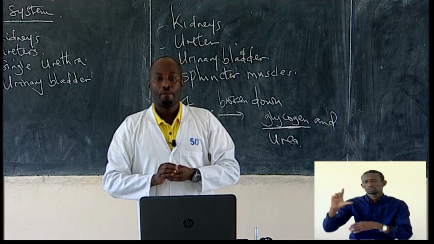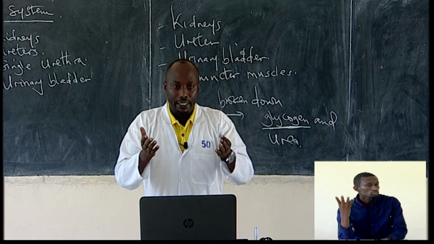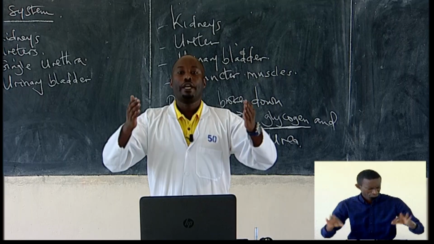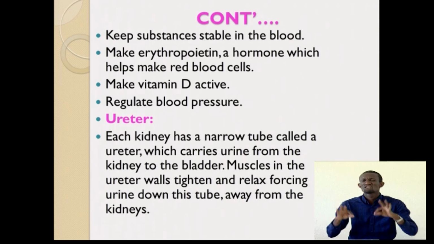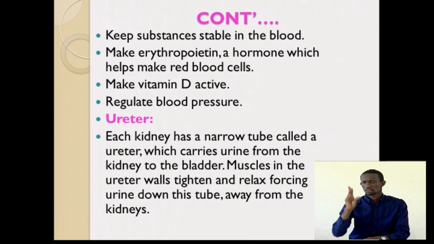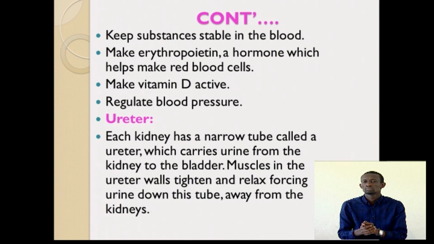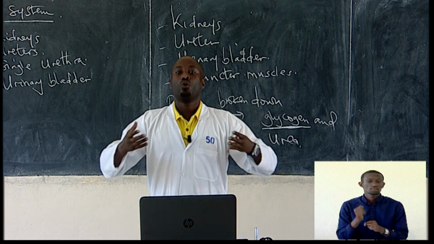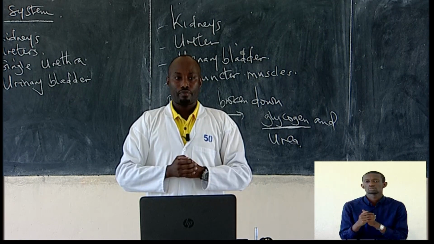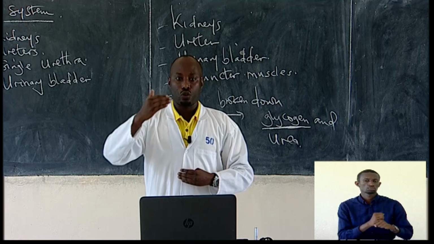Number 4, the kidney is very important to make vitamin D active. It means that the kidney is the one that makes vitamin D active. People with a lack of vitamin D suffer from what we call rickets, poor bone formation, all right? So it is also responsible for making vitamin D active, all right? The kidney also plays a very important function to regulate blood pressure. So those are the functions of the kidney.